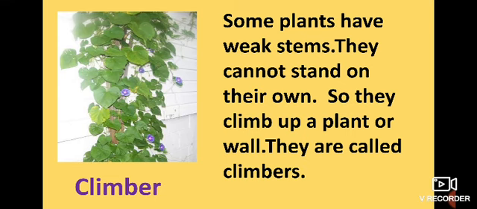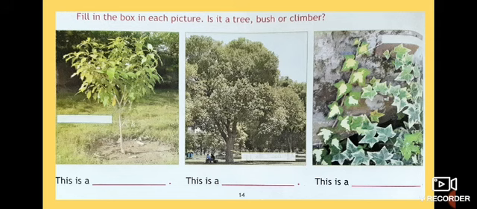Next we learn about small plants. Next we learn about bushy plant. And now we learn about the climber. And now we are going to do the exercise. Fill in the box in each picture. Is it a tree, bush or climber? Now we have to write what type of plant it is.